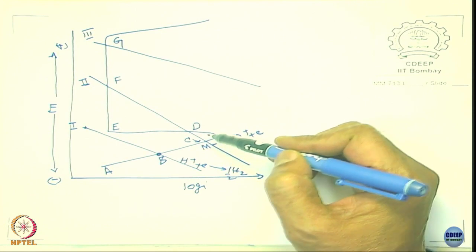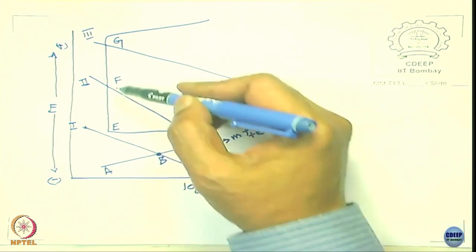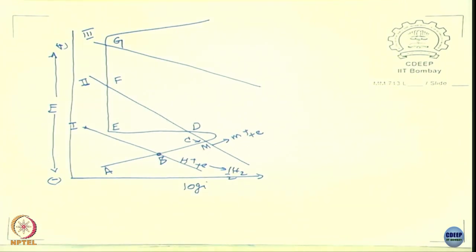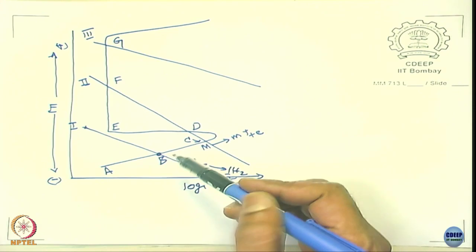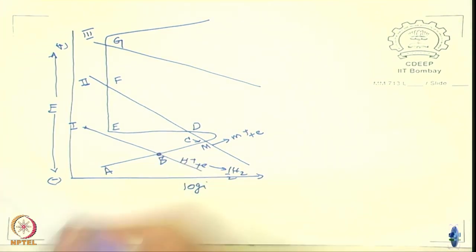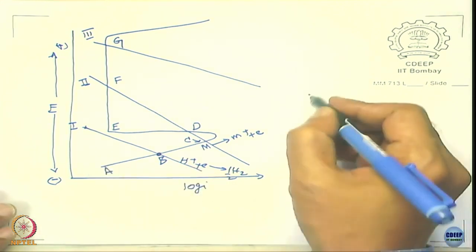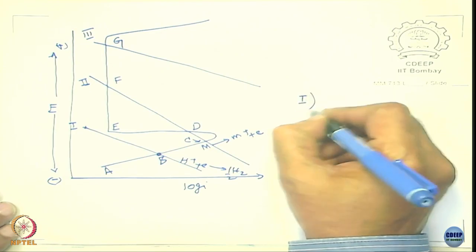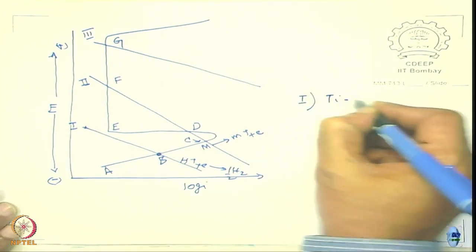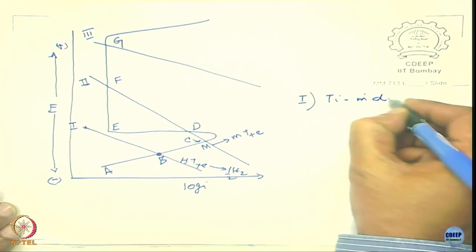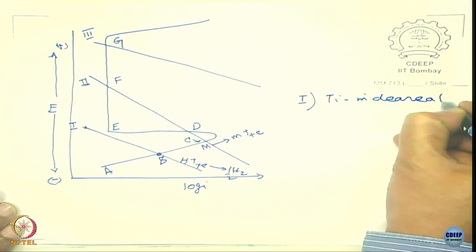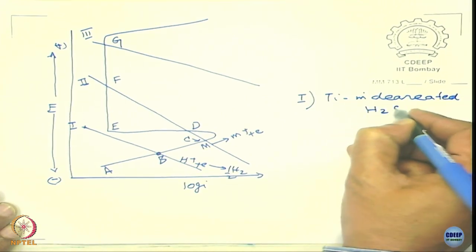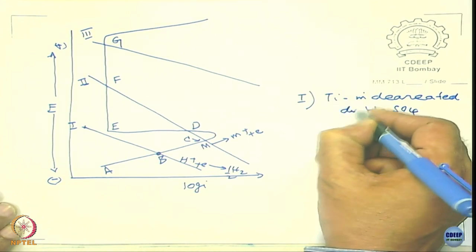So, the points C, D and F can also happen in practice. The point B can happen in practice. The point G can also happen in practice. If you want an example, what corresponds to 1? One typical system corresponds to titanium in deaerated, dilute sulfuric acid.